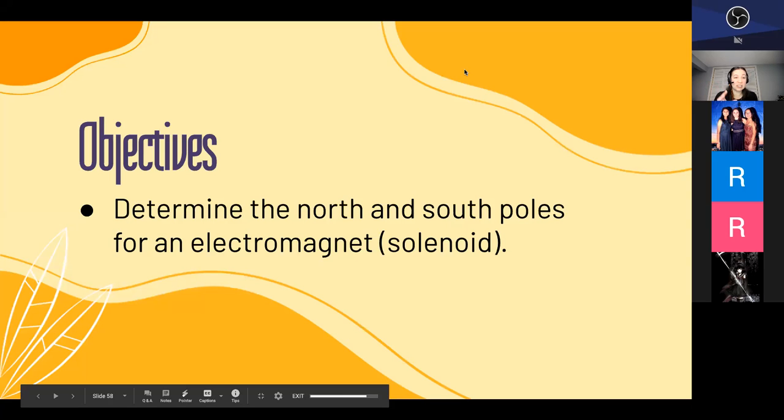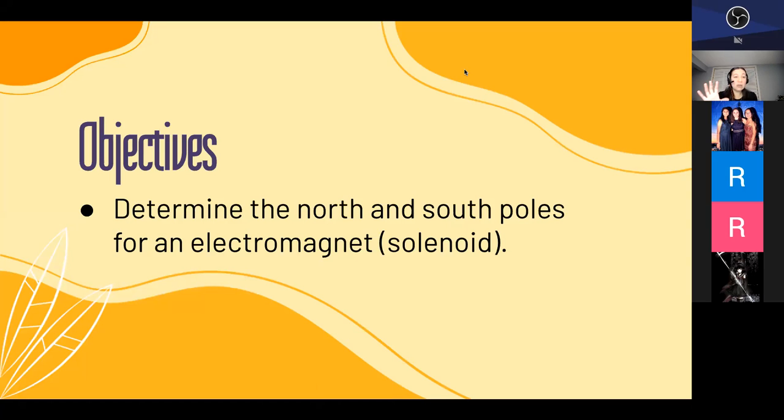The point of this particular objective is we know the shape that our magnetic field is supposed to be. It's supposed to point from north to south, and it's supposed to have more concentration near the poles. However, when you have a solenoid electromagnet, you can't always tell where north and south are. So, how do we figure out where north and south are?